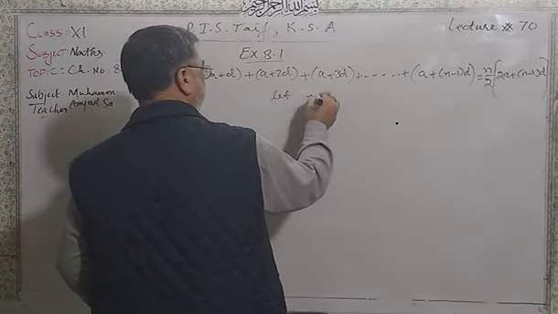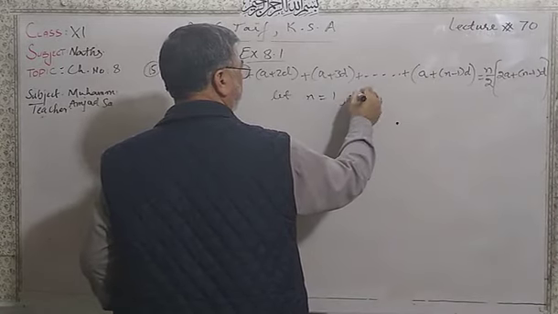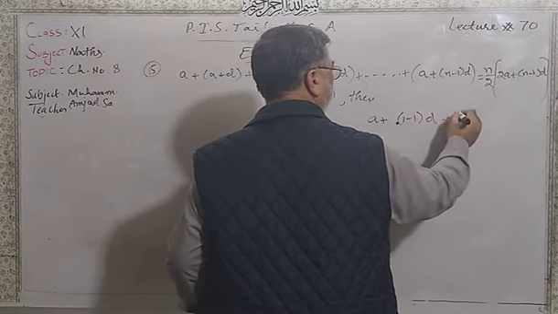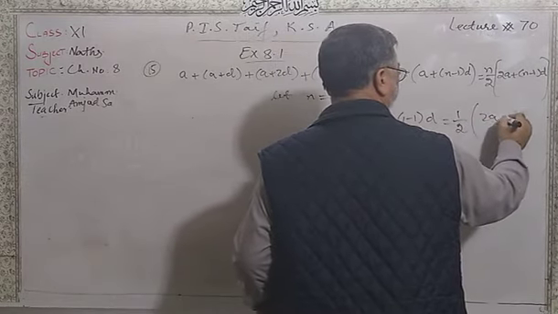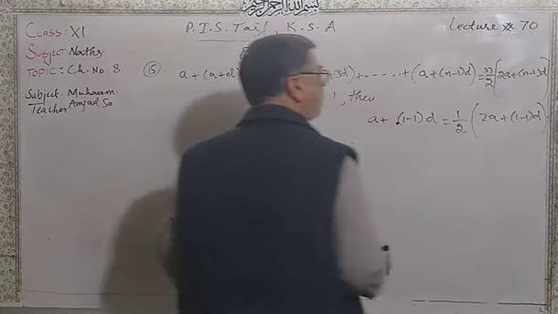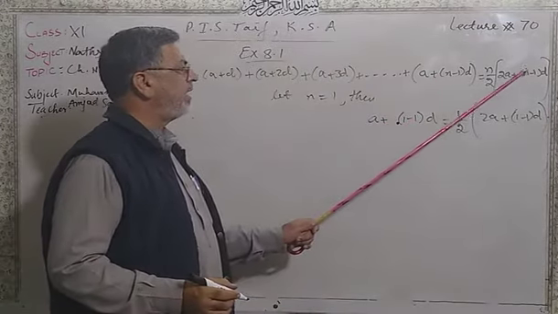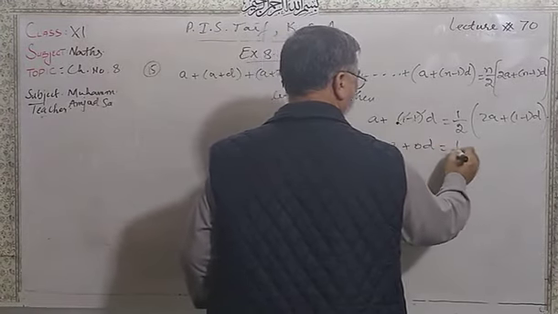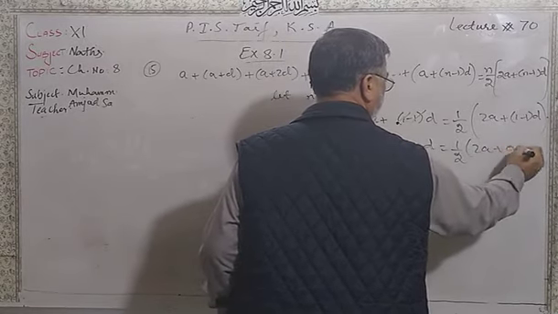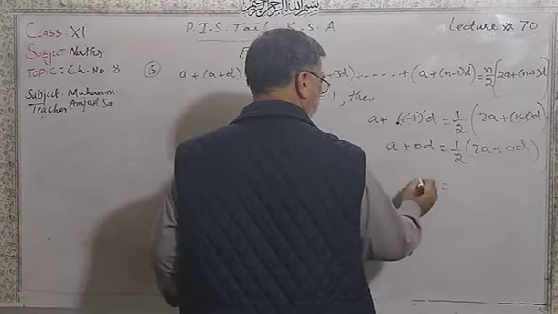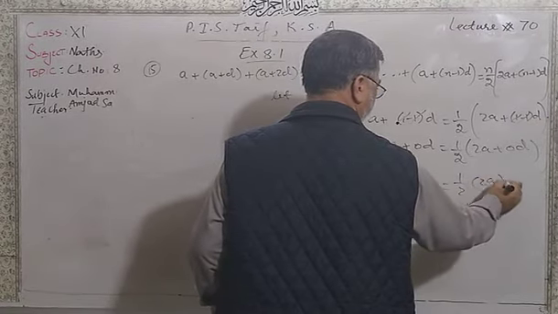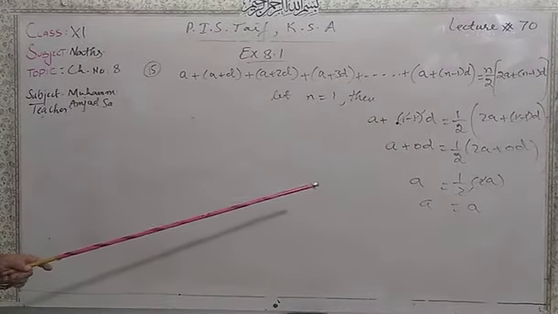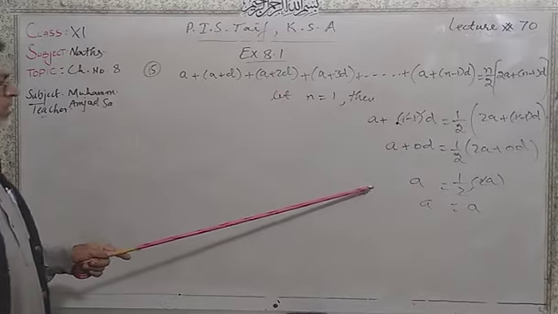Let n is equal to 1, then what will be? a plus 1 minus 1 into d is equal to 1 over 2 into 2a plus 1 minus 1 into d. In place of n we have used 1 here. So this is a plus 0d, half into 2a plus 0d. This is a and this is 1 over 2 into 2a. 2 cancelled out, a is equal to a. So left hand side is equal to right hand side. Hence formula is true for n is equal to 1.